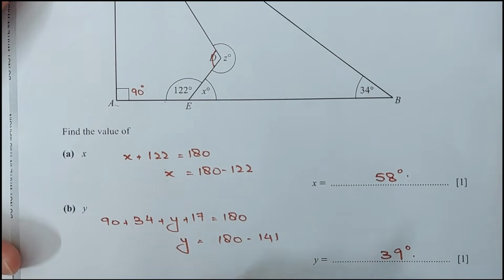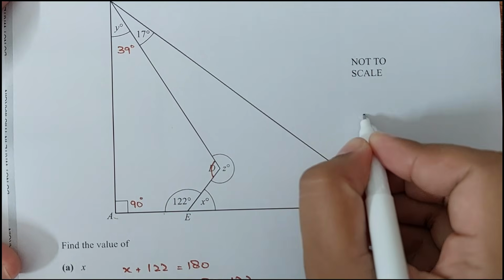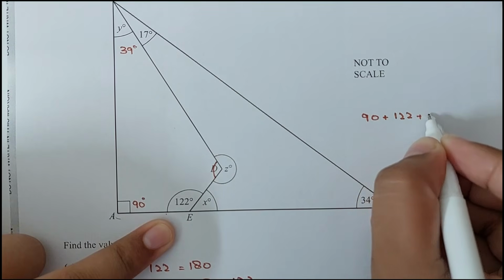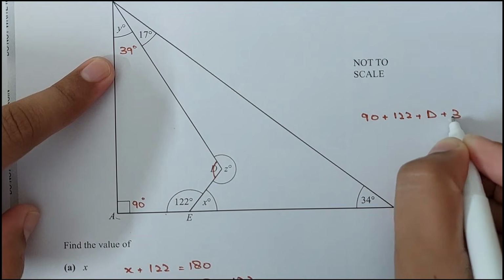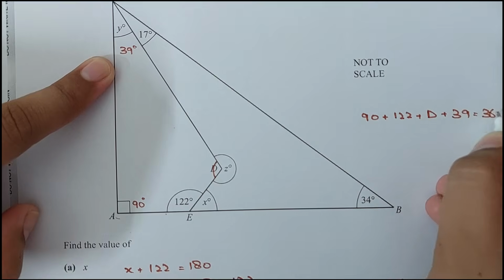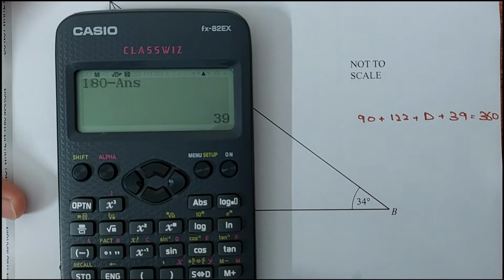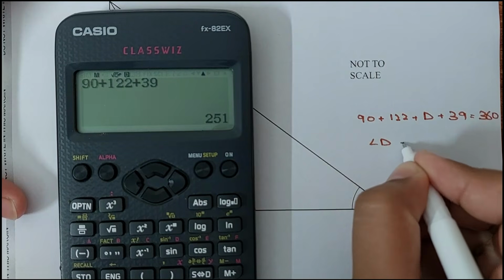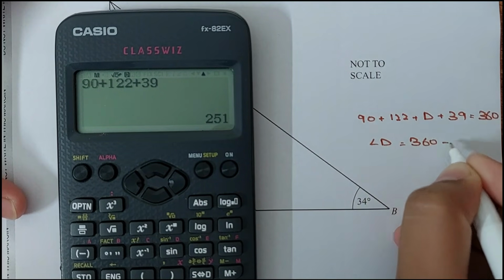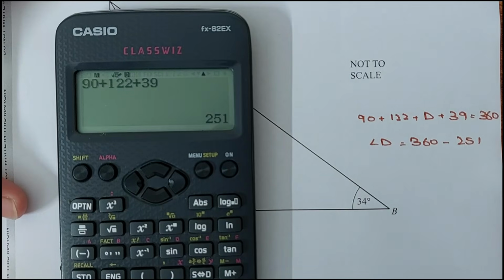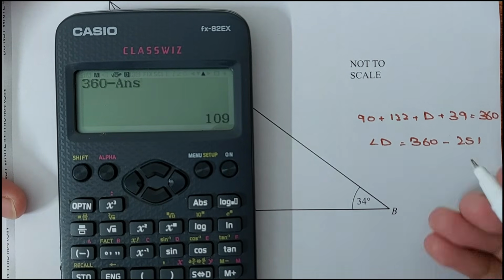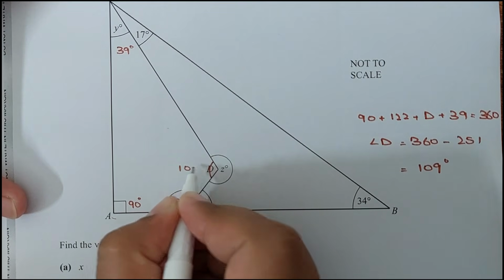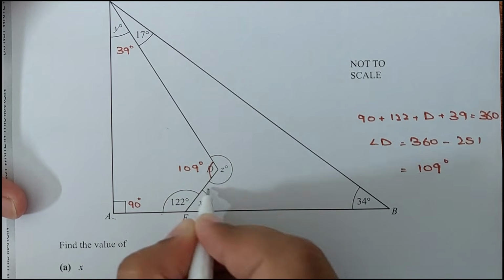We have done. And the sum of all four angles in a quadrilateral adds up to 360 degrees, right? So let me add them up. The first angle I can do over here, 90, and then 122, and then some angle D and 39. Their sum is 360. All right. 90, 122, and 39. So angle D would be equal to, from 360 take away 251. All right, 360 minus answer. This is 109. So this angle is 109 degrees, and this whole circle is 360 degrees.